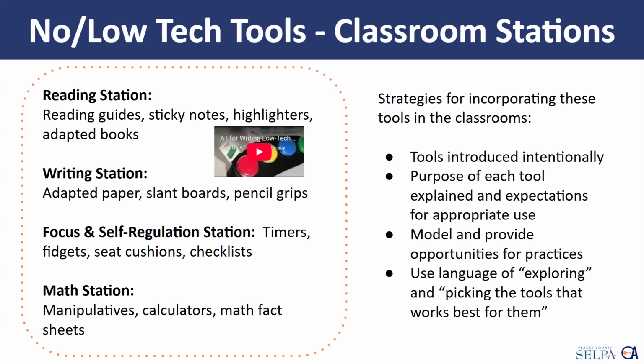Because many no and low-tech tools require very little direct instruction to use, we can shift our focus now to how we intentionally set up the classroom to build learner agency using these supports. In the classroom, learner agency can be built by making no and low-tech tools visible, accessible, and available to all students through intentional stations. For example, in a reading station: reading guides, sticky notes, highlighters, and adapted books. Maybe in a writing station: adapted paper, slant boards, and pencil grips.